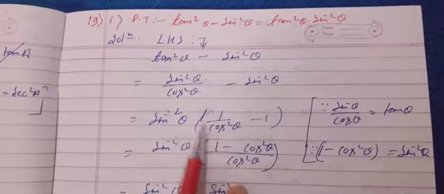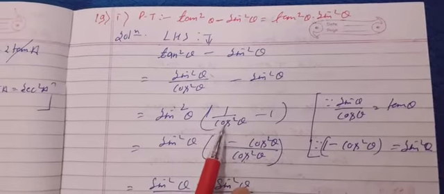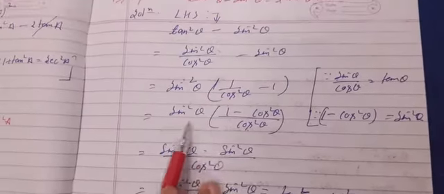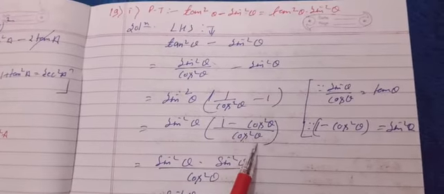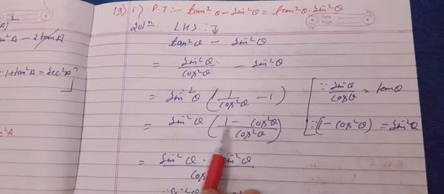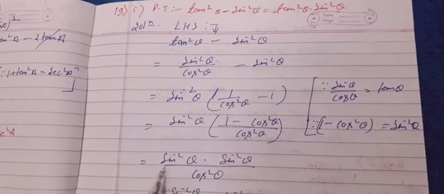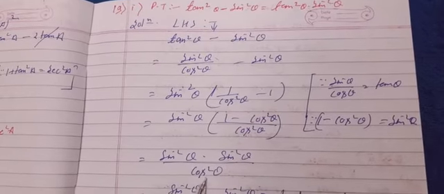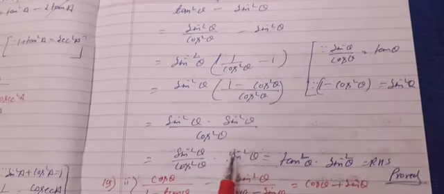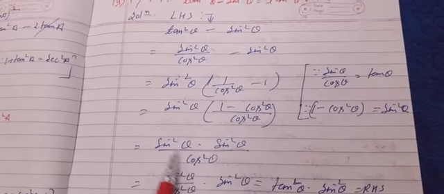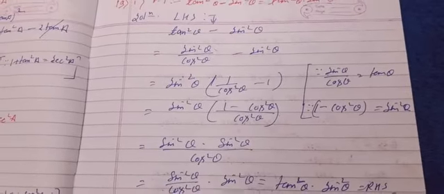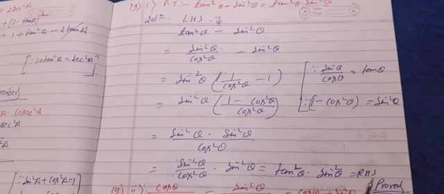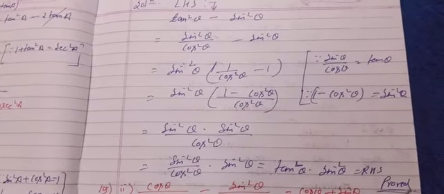So what is the remaining thing inside the bracket? Here is 1 by cos square theta, and here is minus 1. Then sin square theta, I have taken the LCM cos square theta, and here is 1 minus cos square theta. So sin square theta into (1 minus cos square theta) over cos square theta means sin square theta upon cos square theta into sin square theta. Sin square theta upon cos square theta means tan square theta, and sin square theta is copied as it is, and that was our RHS. So it is proved.